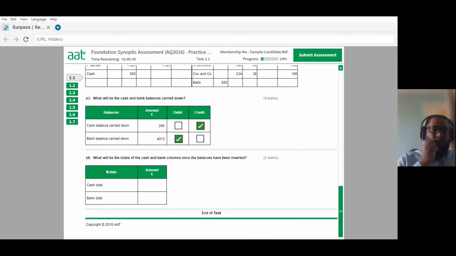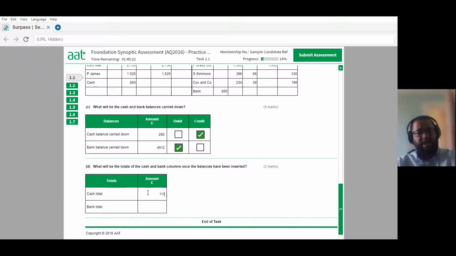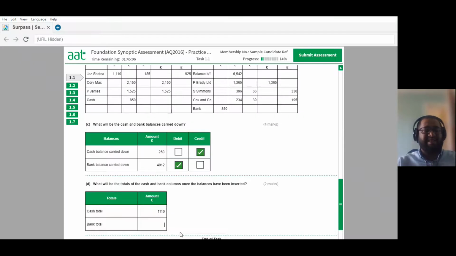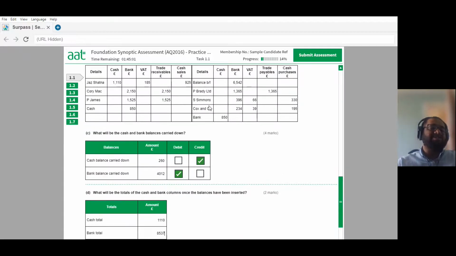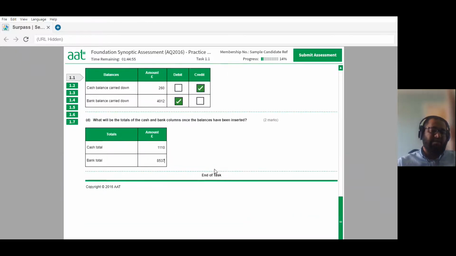Then they are asking you here, what will be the totals of the cash and bank columns once the balances have been inserted? So what they're asking is the column total. Here the debit side total is going to be 1,110, and the credit side total was, I almost had it there, let me just go back in there and add it again. 150 plus 1,525 plus 850. That gives you 8,537 pounds, which we already knew was the total of the credit side of this cash book. 2 marks for that as well. So that should be the end of question 1.